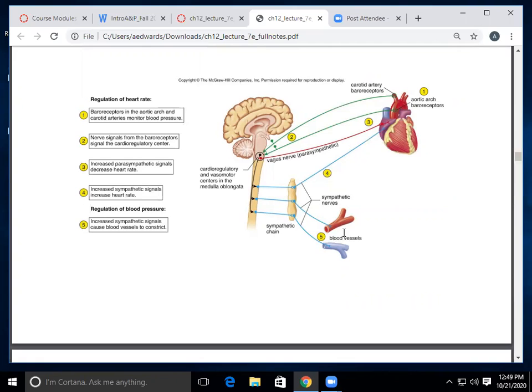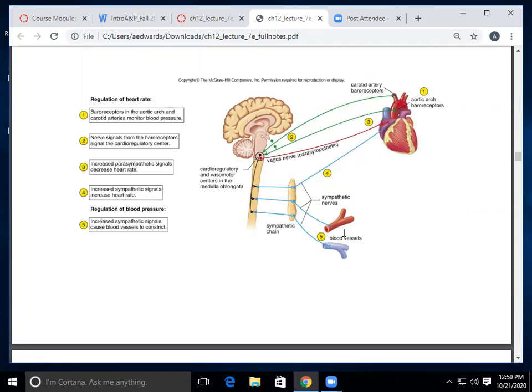But if you have increased sympathetic signals, it's going to make your heart rate increase. Okay, so parasympathetic stimulation makes your heart rate decrease. Sympathetic stimulation makes your heart rate increase. Just think about it. Your sympathetics, your fight or flight. Hope you remember that. Fight or flight, you're going to need a lot of blood flow. That blood pressure, the heart rate's going to have to be higher. Okay? Now, what about blood pressure?